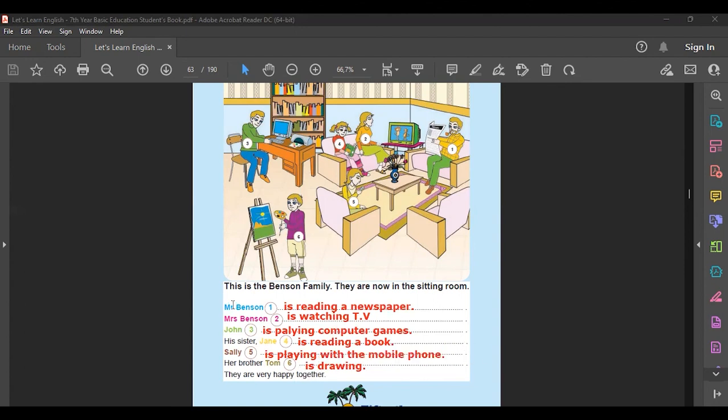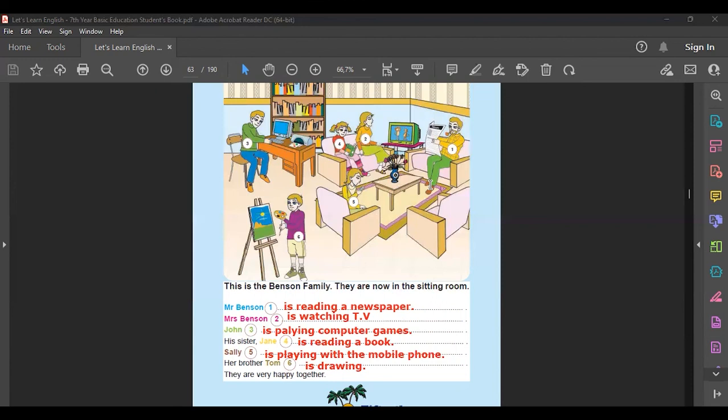They are very happy together. Let's read. Mr. Benson is reading a newspaper. Mrs. Benson is watching TV. John is playing computer games. His sister Jane is reading a book. Sally is playing with the mobile phone. Her brother Tom is drawing. They are very happy together. So this is it. I think everything is clear enough.